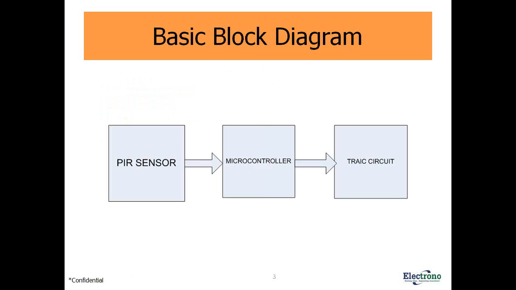So we have a basic block diagram here. PIR sensor: this is a sensor which is used to detect human movement in the area or in the room. A microcontroller, and a triac circuit. The microcontroller is the control unit of the embedded system. There are various varieties of microcontrollers present in the market, for example the 8051 architecture, PIC architecture, ARM architecture. So based on the application, we can decide what type of microcontroller we need.